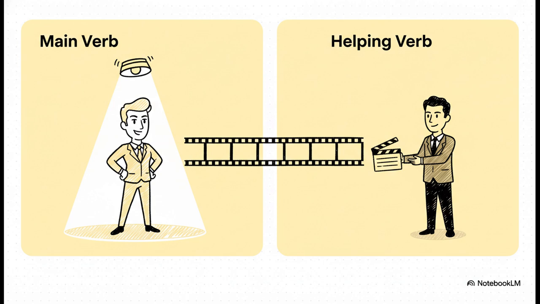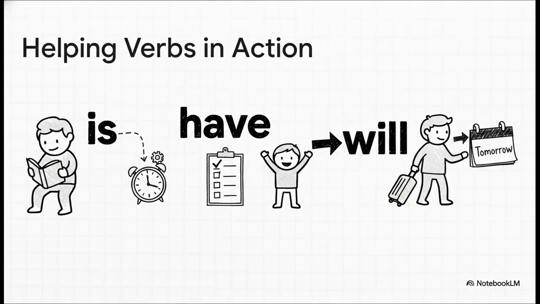They're a dynamic duo. And here we can see that teamwork perfectly. In "she is reading," the main verb is reading. But the helping verb is tells us it's happening right now. In the next one, have helps the main verb finished to show that the work is already done. And will helps go by showing us it's a future plan. See? The helping verb adds all that important detail.